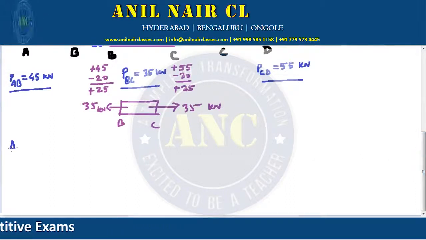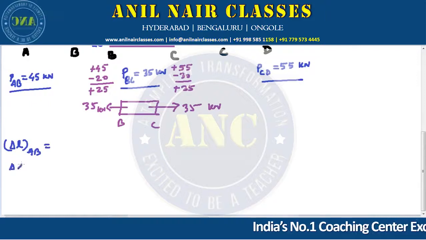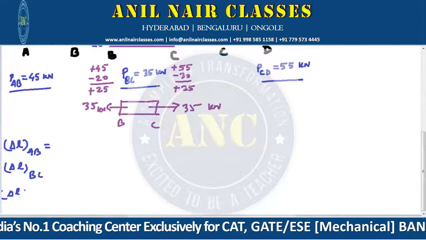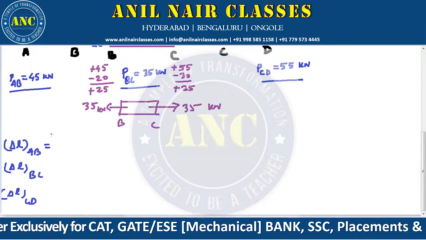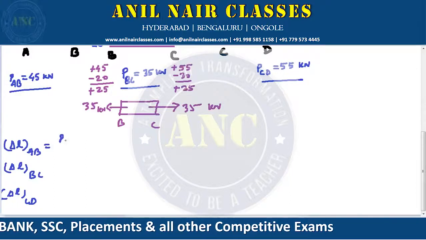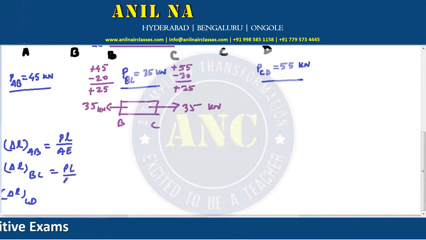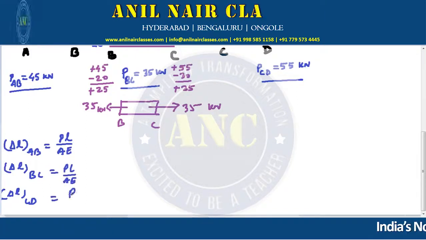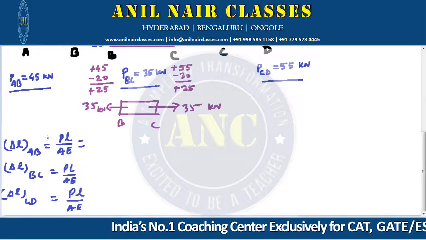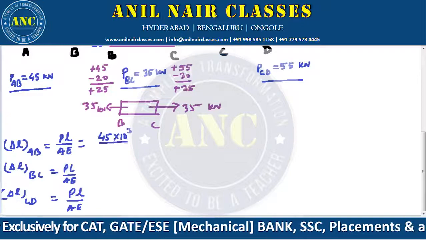That is delta L of AB, delta L of BC and delta L of CD. That is delta L is what? Change in extension or the strain. So this is how much? PL by AE for AB. This is PL by AE for BC. This is PL by AE for CD. What is the load in AB? 45 kilonewton.